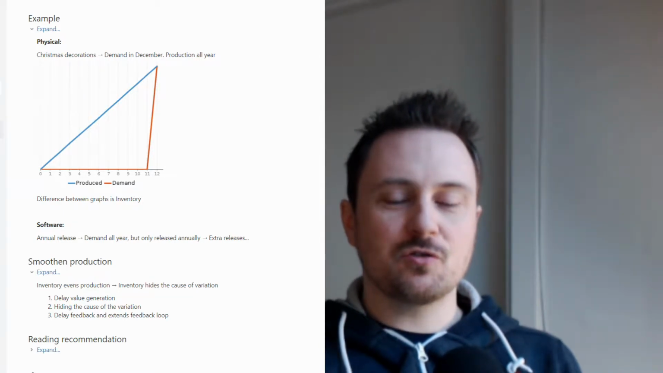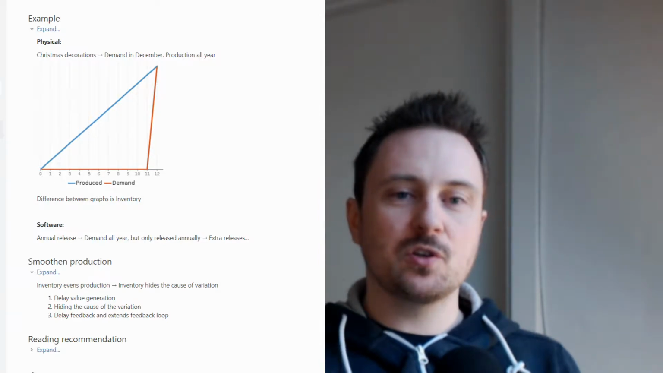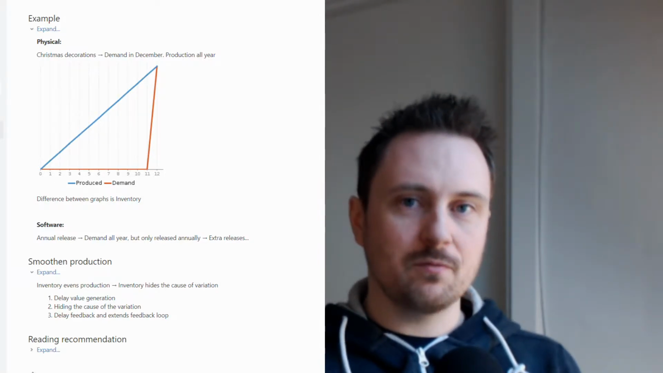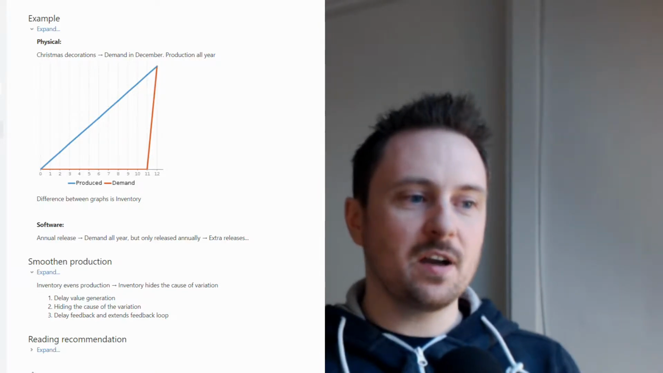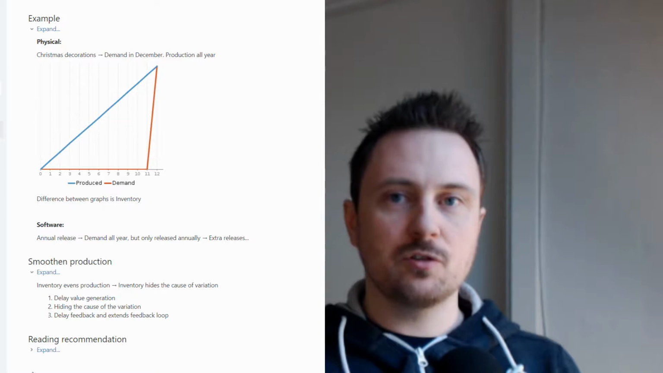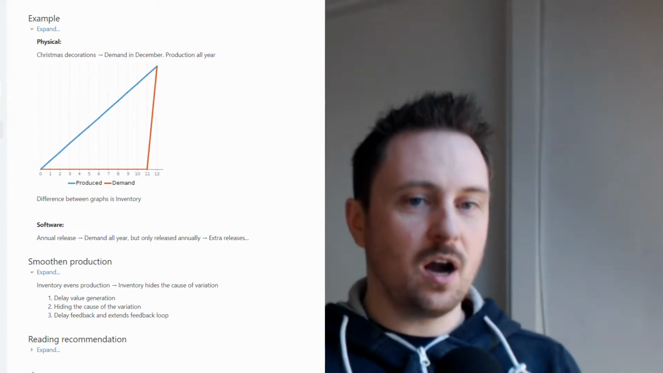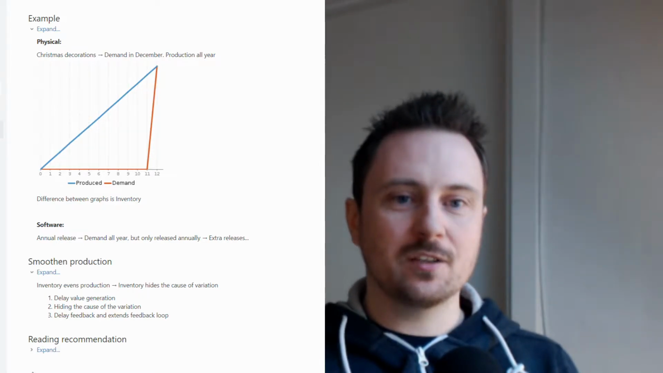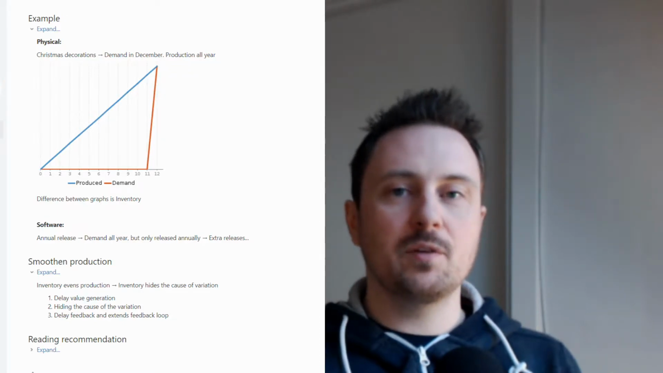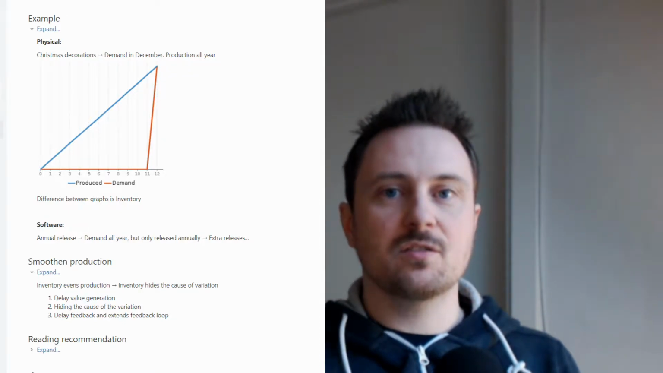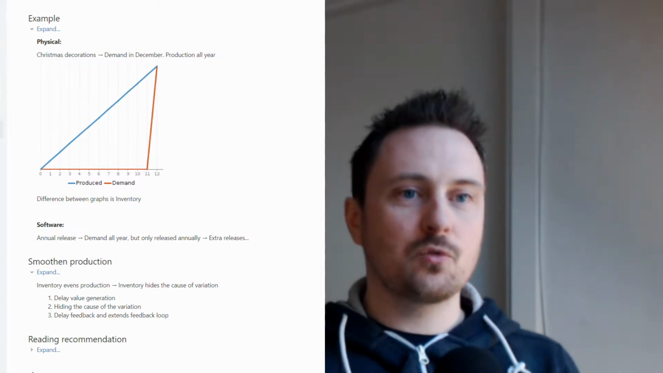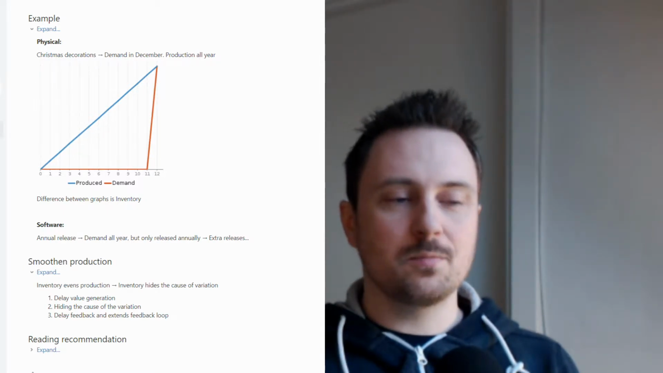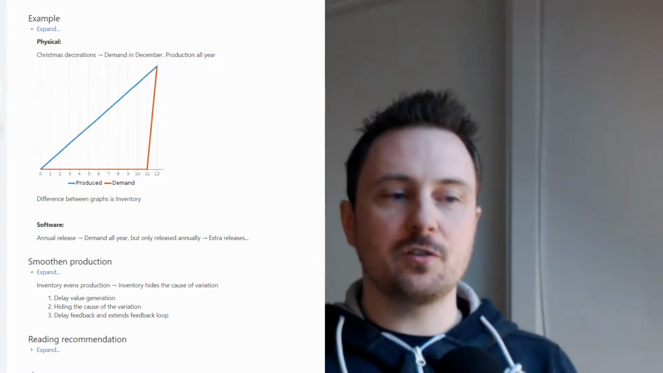Just to summarize the problems with inventory in general, this is exactly the same for physical production as well as software development. It is the fact that you are delaying the value generation. We are producing our Christmas ornaments or our next feature, but it's going to be 11 months more until someone actually gets it in their hands and starts generating value. That is the key problem of inventory. It's the biggest issue because you're delaying your value generation.